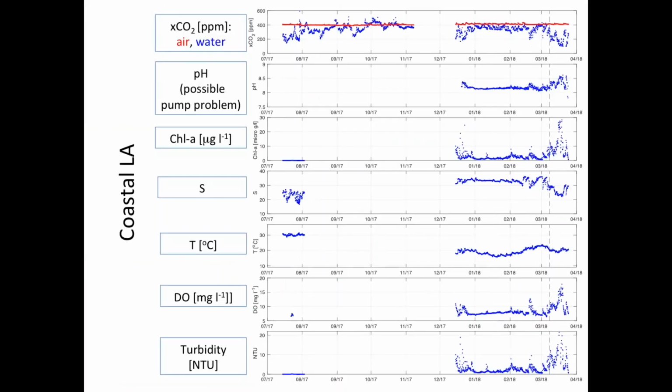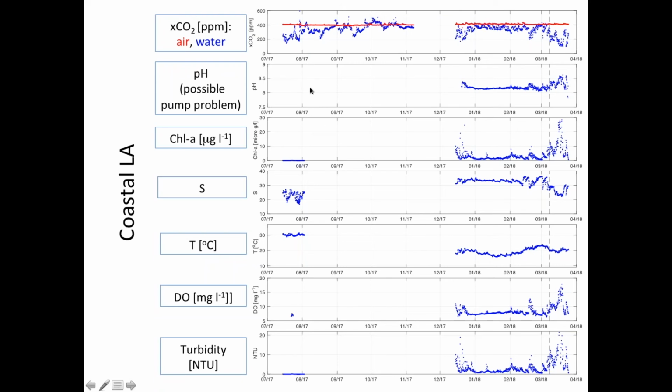When we first put it out, they did not have a pH sensor for us to put on it. So we don't have a pH record. You can see the mole fraction of CO2 mostly negative relative to the air and sometimes being positive.